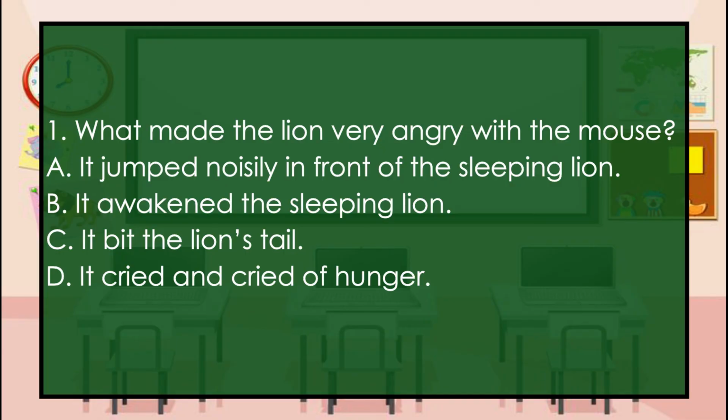Number 1. What made the lion very angry with the mouse? A. It jumped noisily in front of the sleeping lion. B. It awakened the sleeping lion. C. It bit the lion's tail. Or D. It cried and cried for hunger.